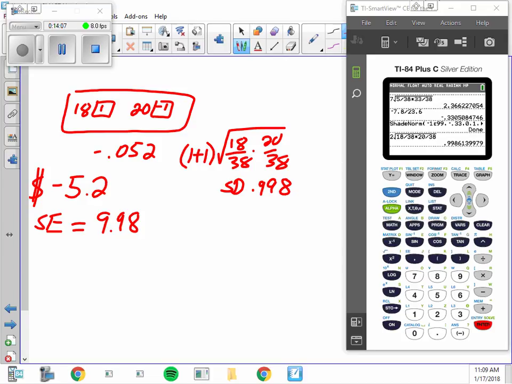Okay, so it's pretty likely in 100 draws you're going to come out ahead. I mean, it's not terribly likely, but it is possible.